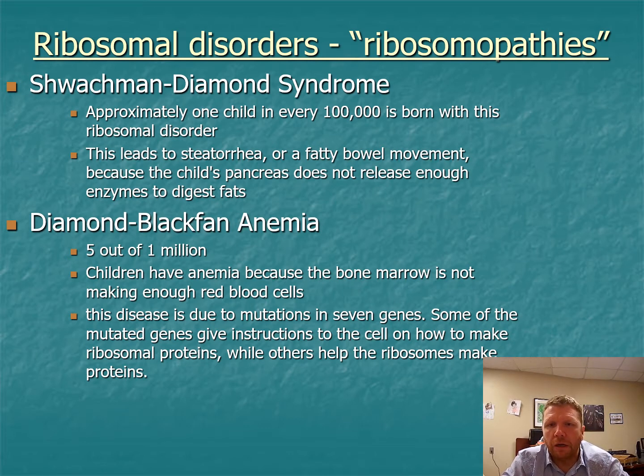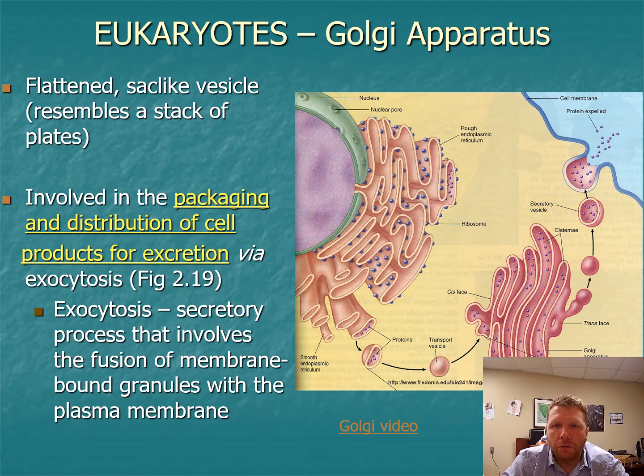Now, our next organelle within the eukaryote is the Golgi apparatus. This is a flattened sac-like vesicle. The slide here says it looks like plates. I was going with pancakes. But here is our Golgi apparatus right here.